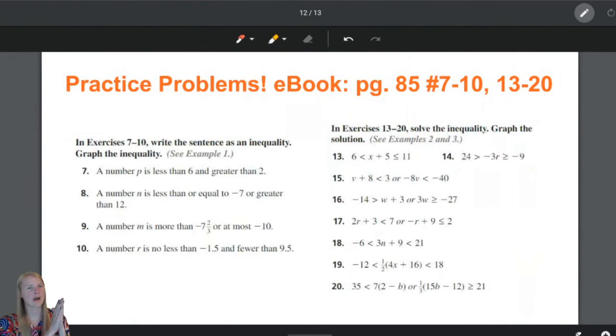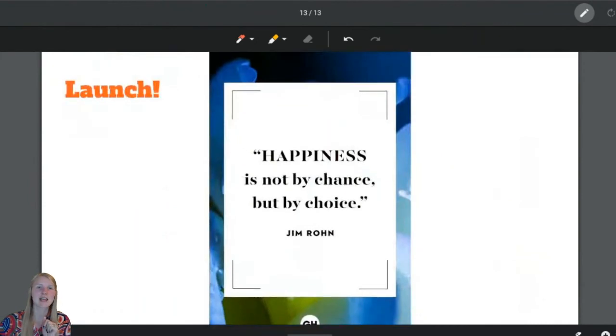Okay, some practice problems. You know how it is. These might not be the problems that your teacher assigns for homework, so don't think that this is homework, but these are problems that you can do to test and make sure that you understand what was taught in this video. And now, let's end on a launch.